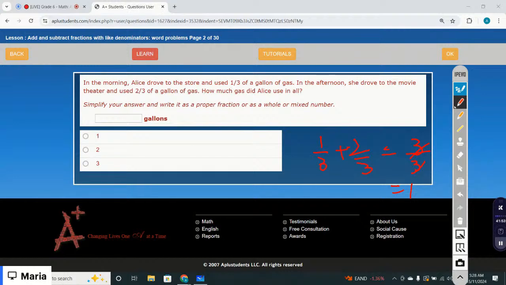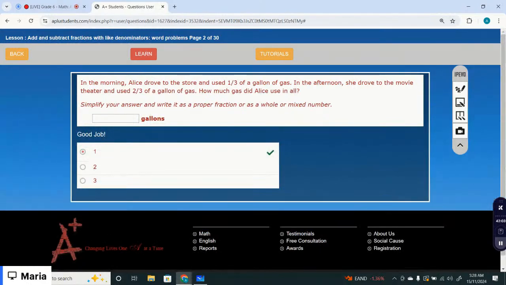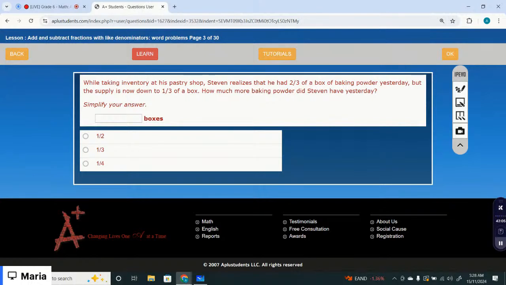Okay, let's just move on to the next problem. While taking inventory at the pastry shop, Stephen realizes that he had two-thirds of a box of baking powder yesterday, but the supply is now down to one-third of a box. How much more baking powder did Stephen have yesterday? So, which is the correct option?